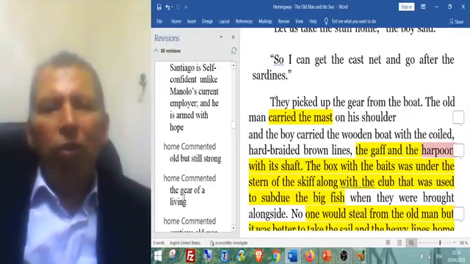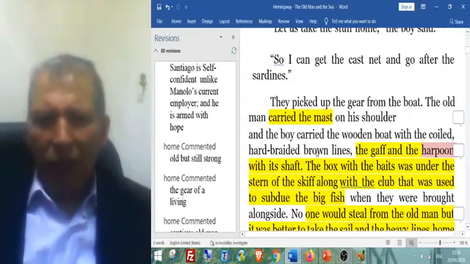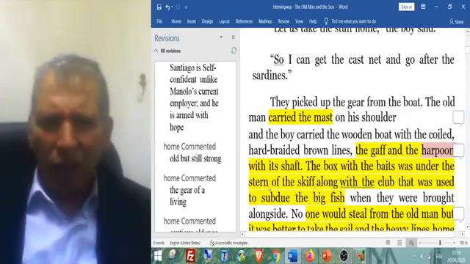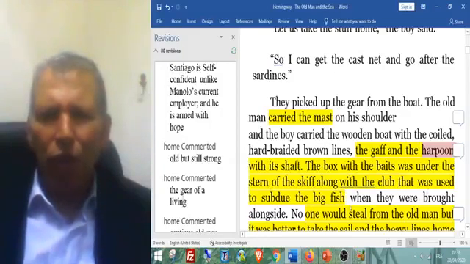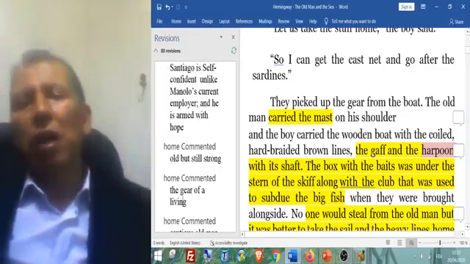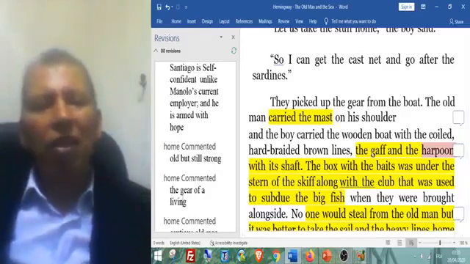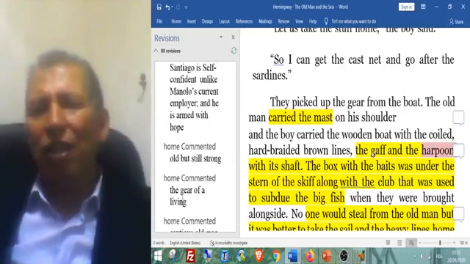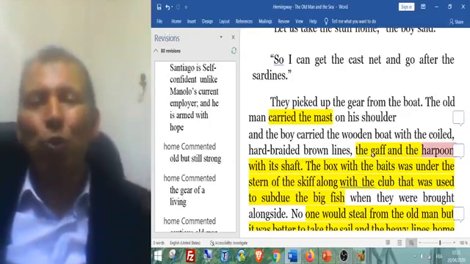The boy carried the wooden box with the coiled brown lines, the gaff and the harpoon with its shaft. The box with the baits was under the stern of the skiff, along with the club that was used to subdue the big fish. Now, this is the equipment used by the fishermen, used by Santiago. This is the gear for a living. And every job has its gear. Every job has its tools.